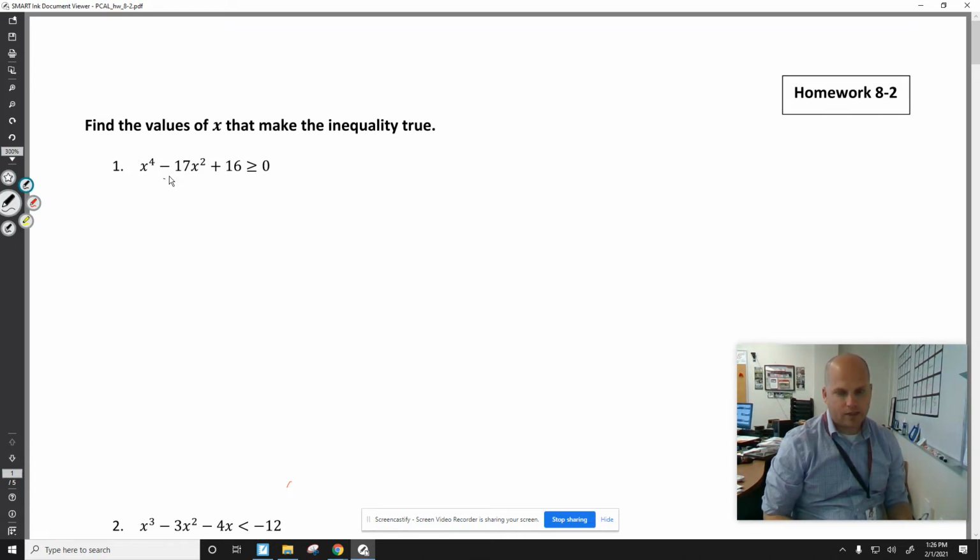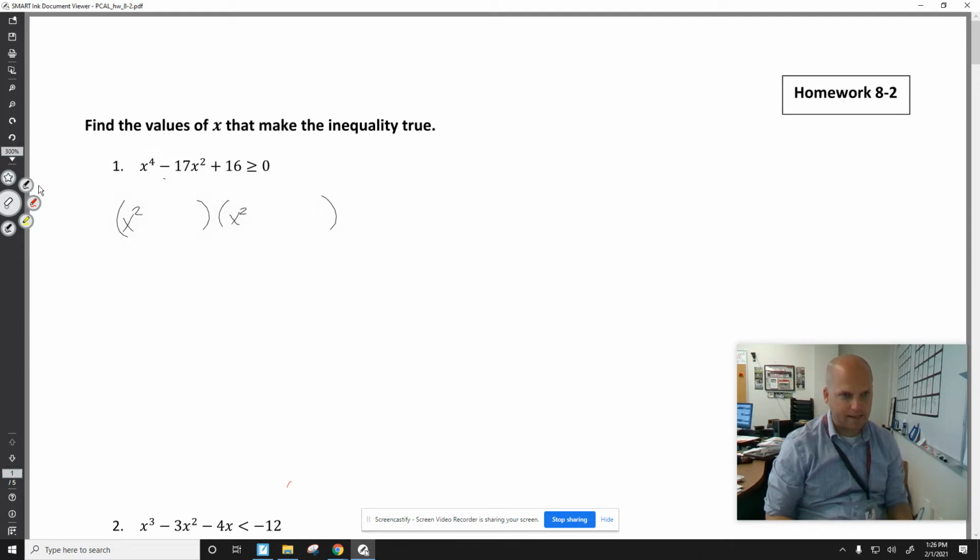I have to try to factor this to solve. Now we notice this is very close to looking like just a regular quadratic, but it's with x to the fourths. That must mean we're not talking about x plus something. We're talking about x squared times x squared. X squared times x squared is x to the fourth. X squared times this number plus x squared times this number will give us the middle term.